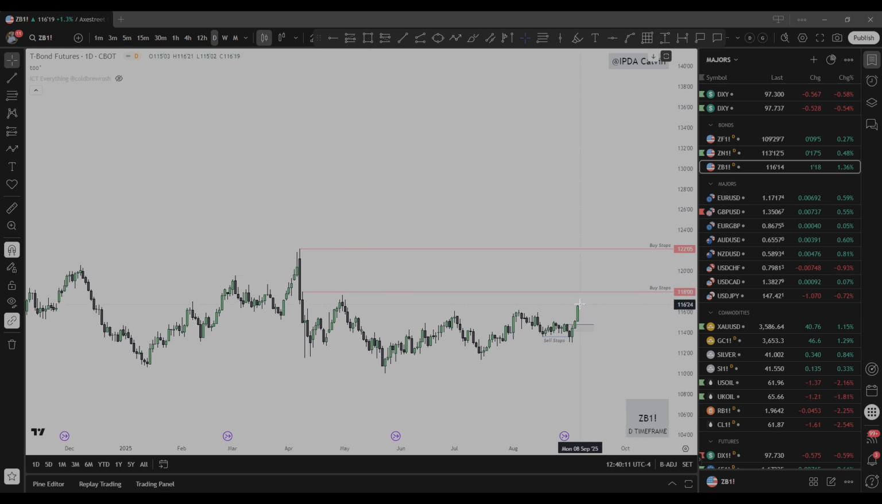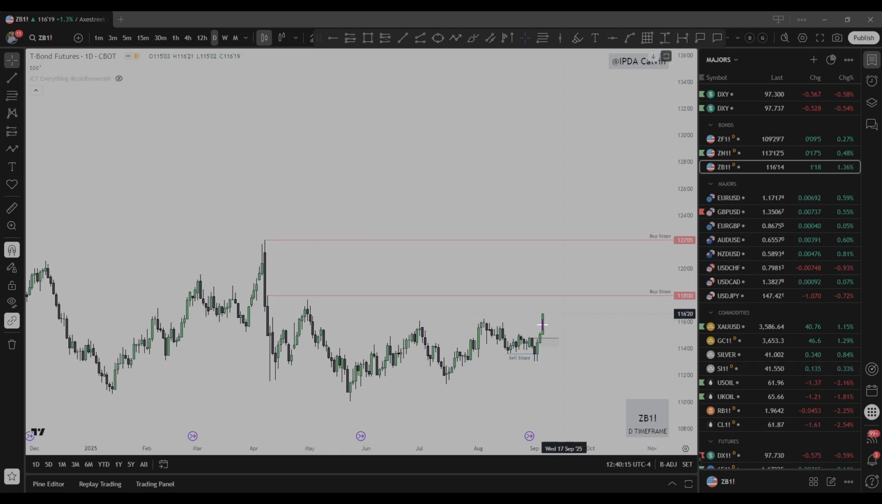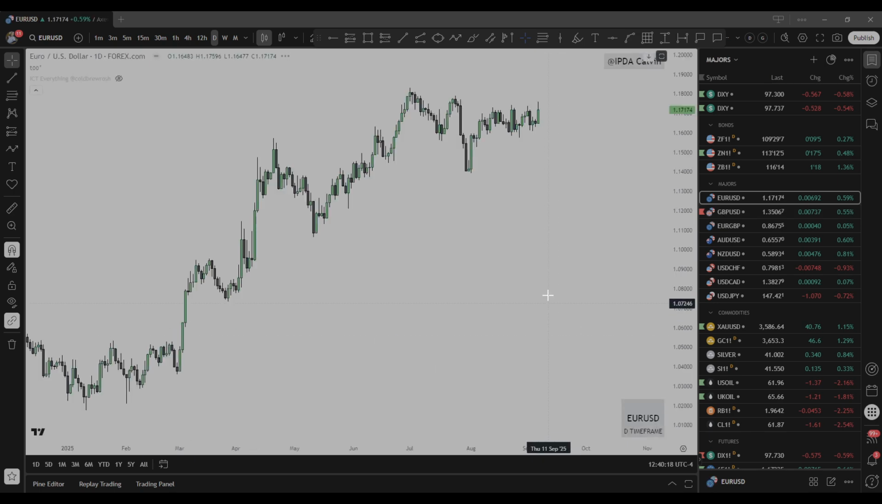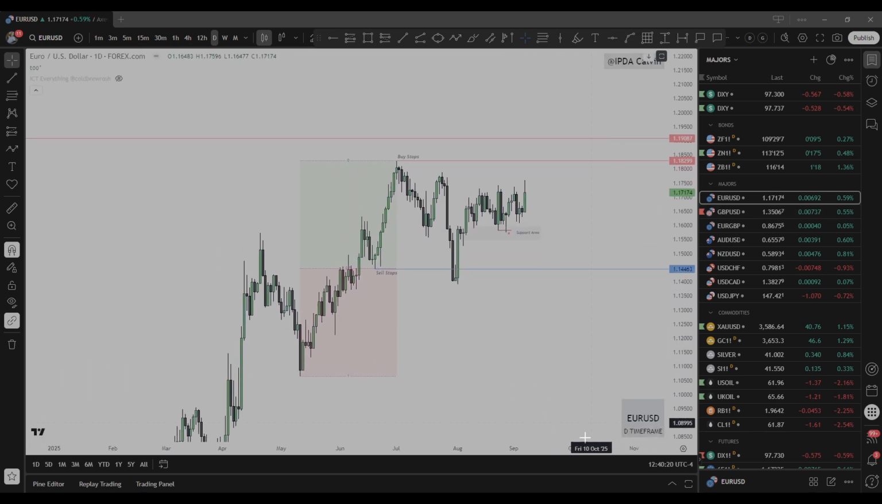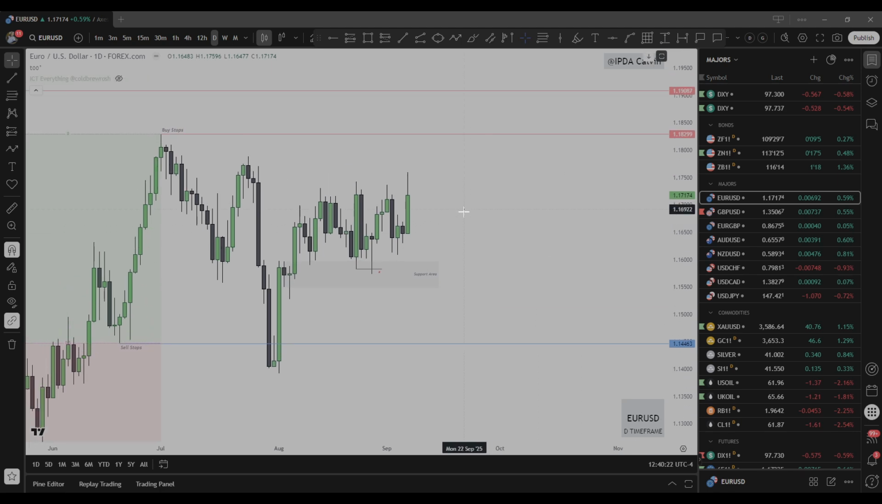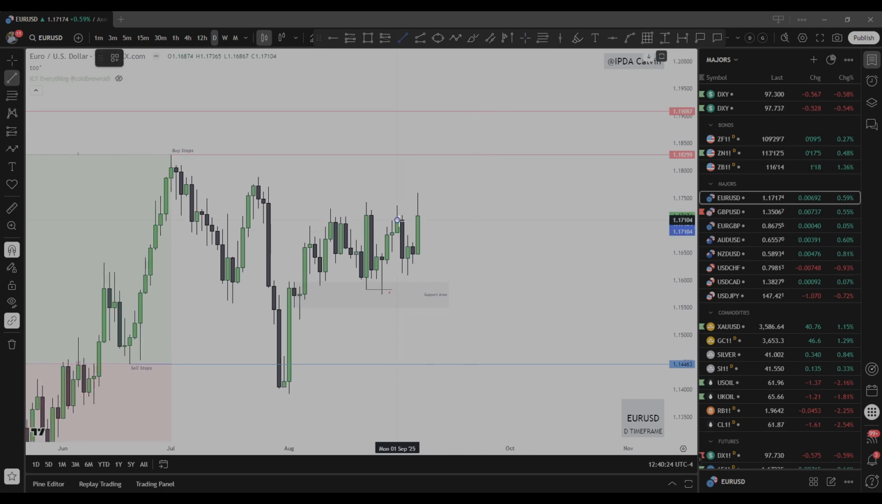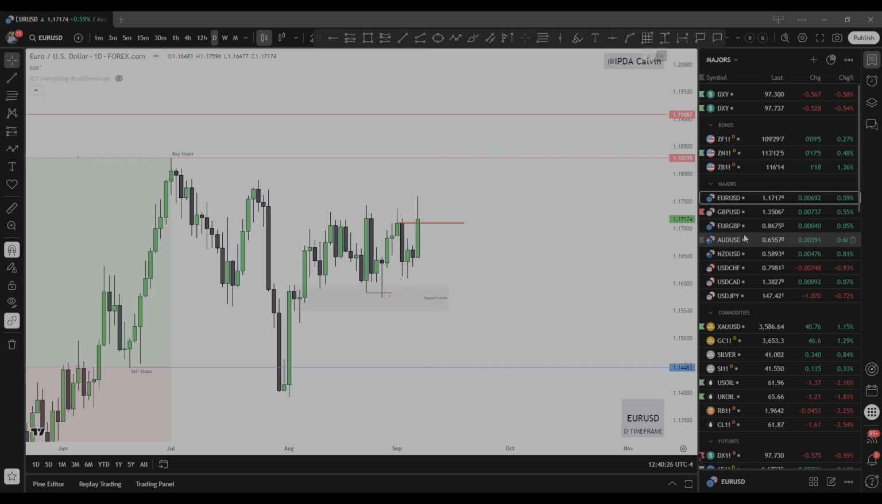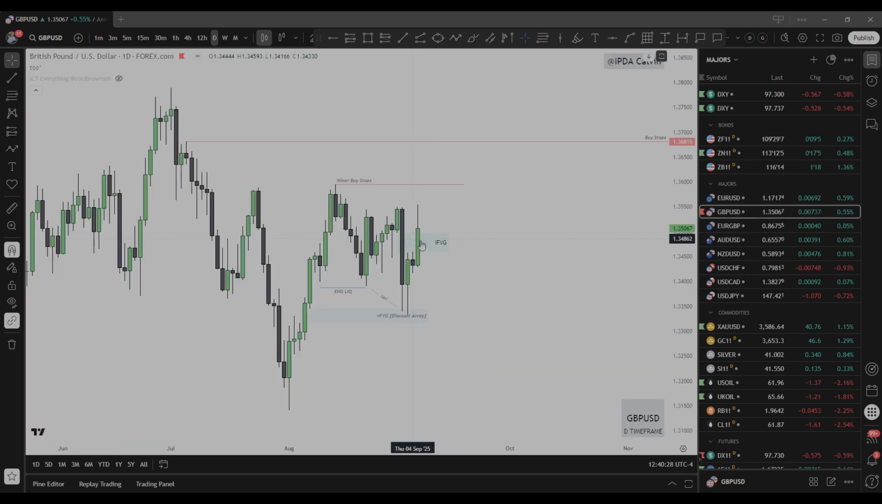I really think this market would want to reach for these highs and that inefficiency over there. So with the bonds being bullish, and the idea is just to see bullish price delivery on the bonds, we can automatically kind of assume that we would want to see bullish price action for the euro, right? Bullish price action for the pound.